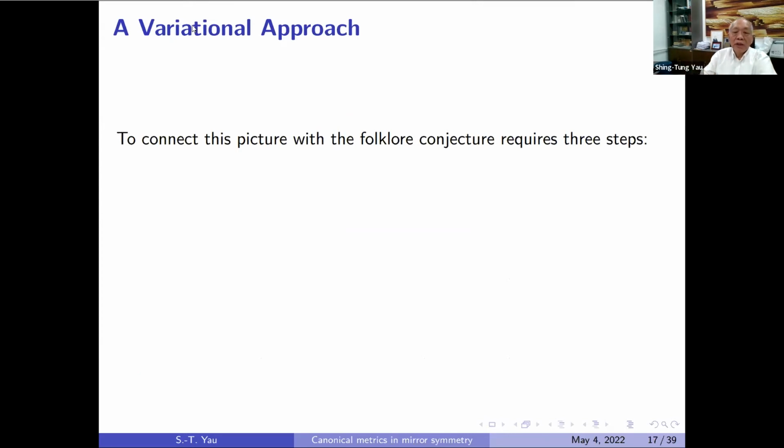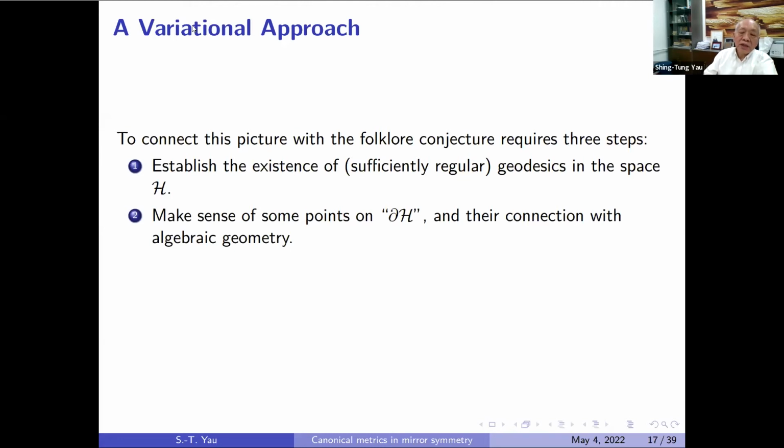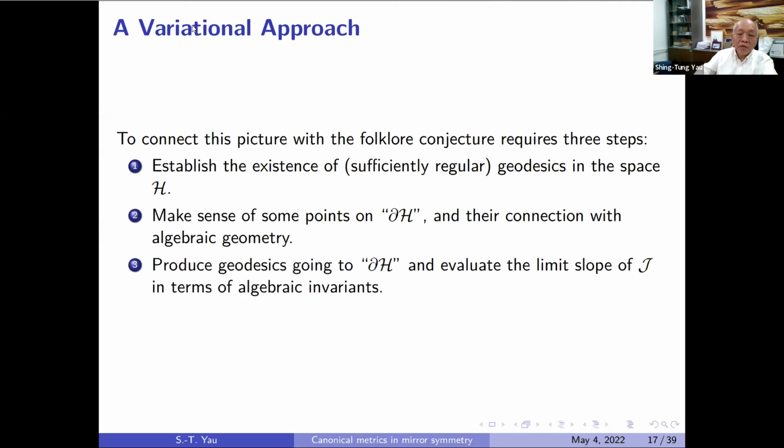In order to connect this picture with the Fu-Yau conjecture that we mentioned, we require 3 steps. The first important thing is to establish the existence of sufficiently regular geodesics in the space H. If it's not regular enough, most of this argument could not work. So we need some existence. Then we need to make sense of some points at infinity, the boundary of H, and connect it with ideas in algebraic geometry so that we can talk about algebraic geometric objects. And then we want to produce geodesics going to infinity and evaluate the limit slope of I in terms of algebraic invariants, trying to force the slope to be good enough so that it will appear as a minimum.